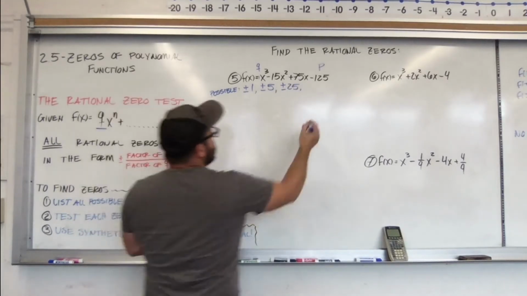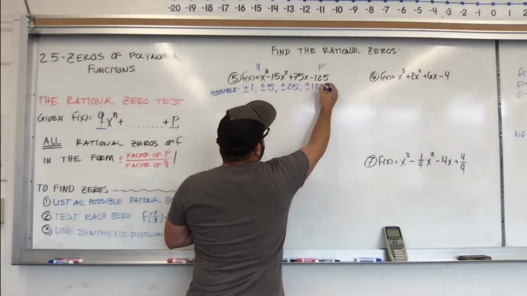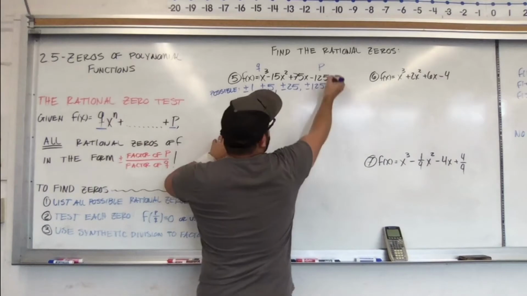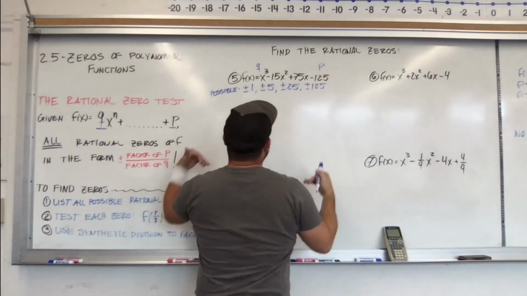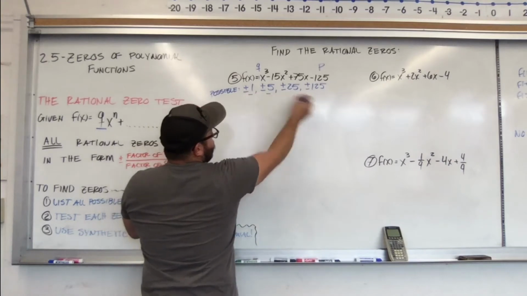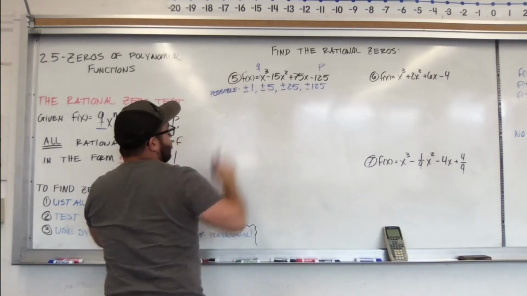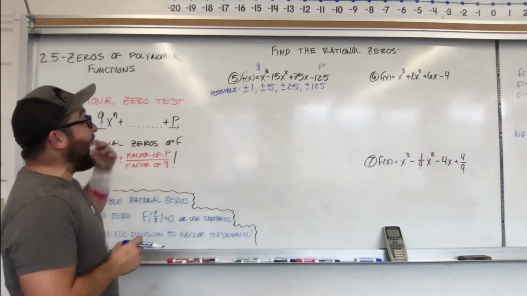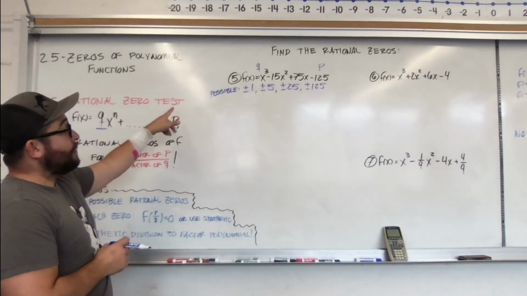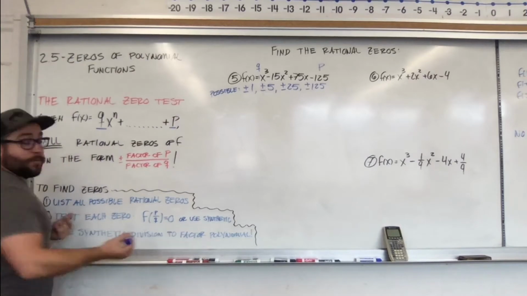And then lastly, we have positive and negative 125. So again, we got that from our constant terms divided by the leading coefficient. So technically all these would be divided by 1, but that would just give us the same thing. So if we have a rational zero, it has to be one of these. Now, we can test it with synthetic division.